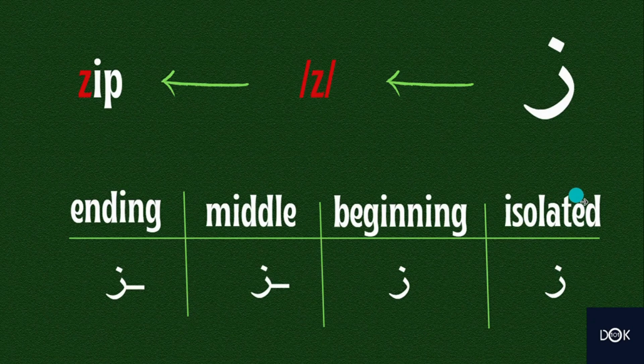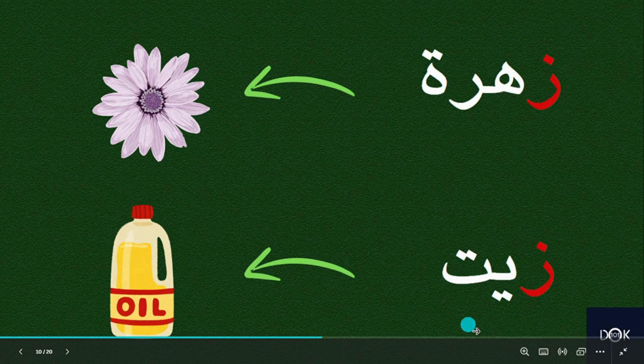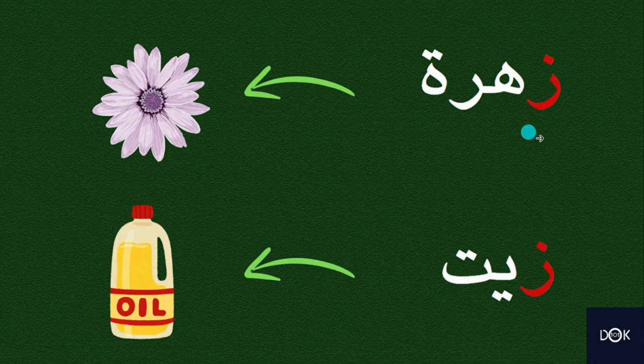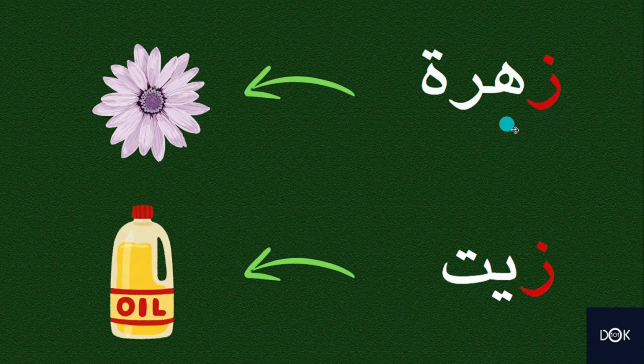Let's have a look at the examples. Now the first example is Zahra, which is a flower. Zahra. And the second one is Zayt. Now, if you notice, there is a very clear buzzing sound when I say Zahra, Zayt. And let's have a look at the letter Ra as well. I just said Zahra. So, Ra is pronounced with a fuller mouth.